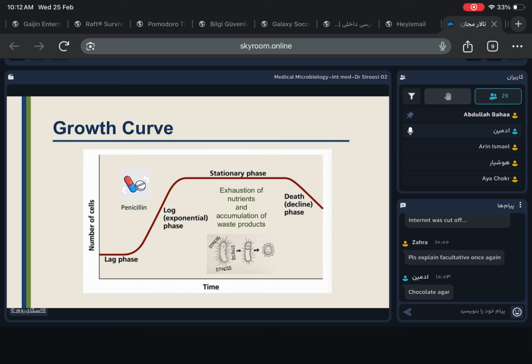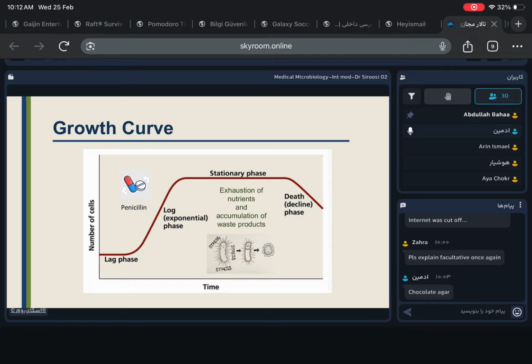The first phase is called lag phase. So as you can see in lag phase, there is no increase in the number of living cells. During the lag phase, bacteria are just adjusting to the new environment. They are adapting to the new environment. So we don't see an immediate cell division when we add bacteria to a culture medium. First, they need to adjust to the new environment. And then they enter into the log or exponential phase. During the log or exponential phase, the cells are dividing rapidly.